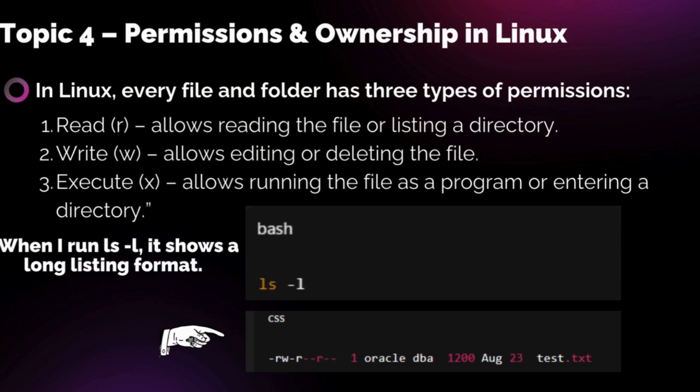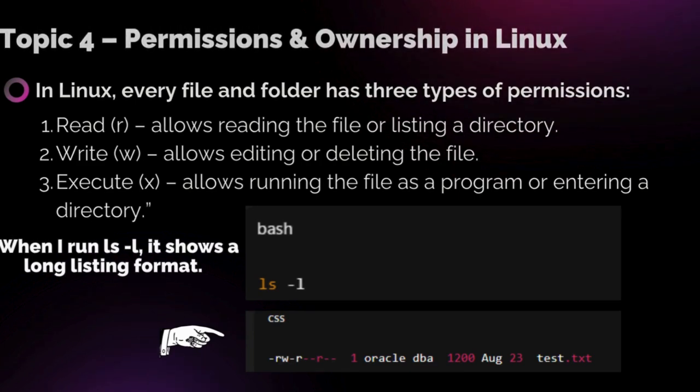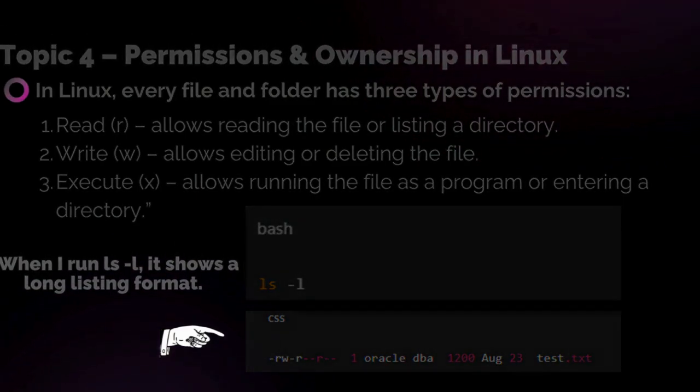When I run ls -l, it shows a long listing format. For example, -rw-r--r-- 1 oracle dba 1200 Aug 23 test.txt. Here, rw-r--r-- shows the permissions, oracle is the owner, and dba is the group.